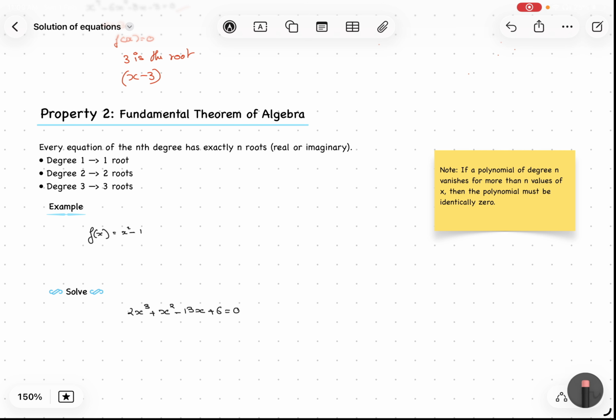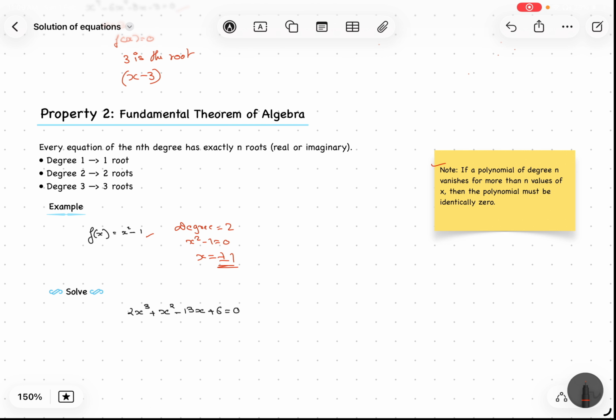Let's take this example. f of x equals x squared minus 1. It has a degree of 2, so the roots would be 2. Solving it, x squared minus 1 equals 0, x equals plus or minus 1.